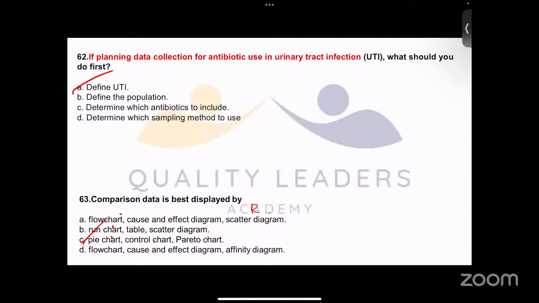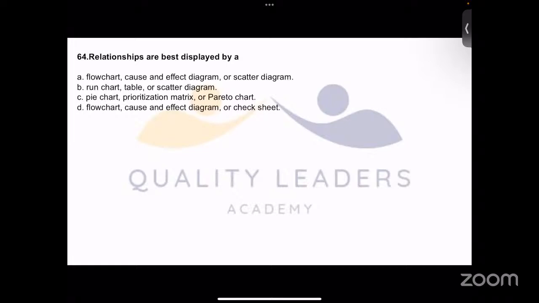Okay, number 64. Relationships are best displayed by A, flowchart, cause and effect diagram, or scatter diagram. B, run chart, table, or scatter diagram. C, pie chart, prioritization matrix, or Pareto chart. D, flow chart, cause and effect diagram, or check sheet.